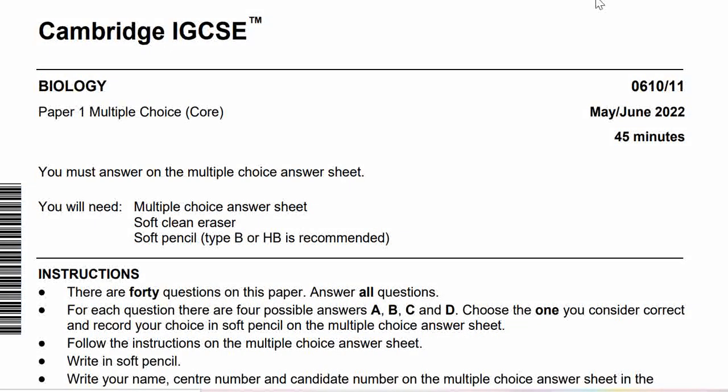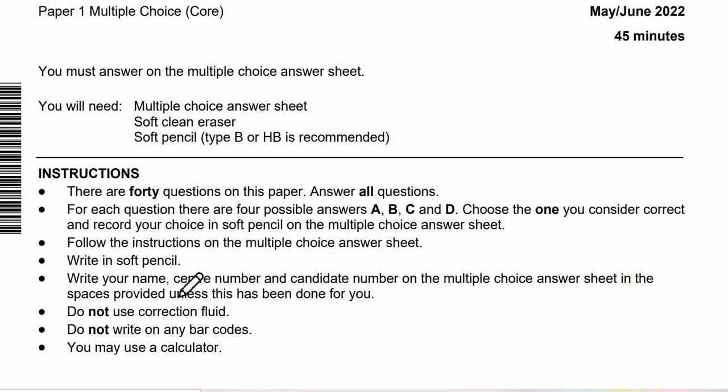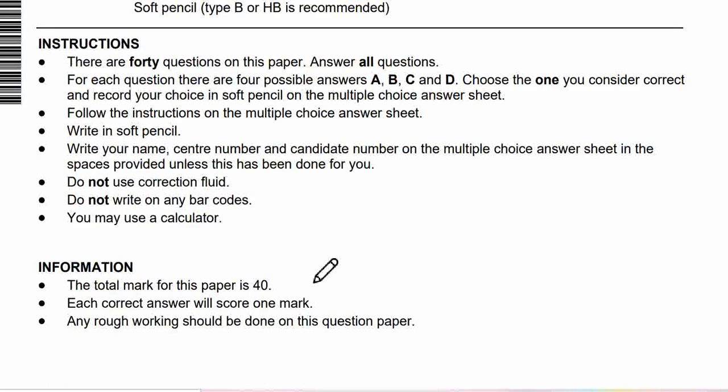Hi guys, today we are going to discuss Cambridge IGCSE Biology Paper 1 Multiple Choice Core, and the past paper code is 0610-11. It's from the May-June 2022 past paper. The duration for this paper is 45 minutes with a total of 40 questions, so we only have 1 minute for each question. This is multiple choice. The total score is 40.